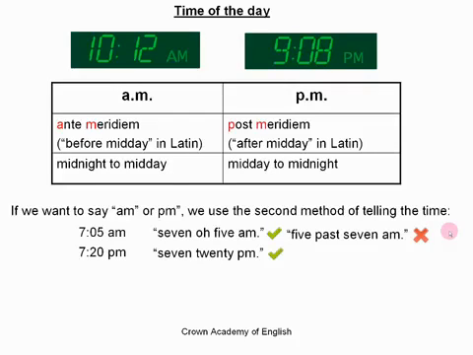7:20 PM is okay. But 7:20 PM is wrong. Okay? So just you need to understand that AM is for times after midnight and before midday, and PM is after midday but before midnight. Okay?